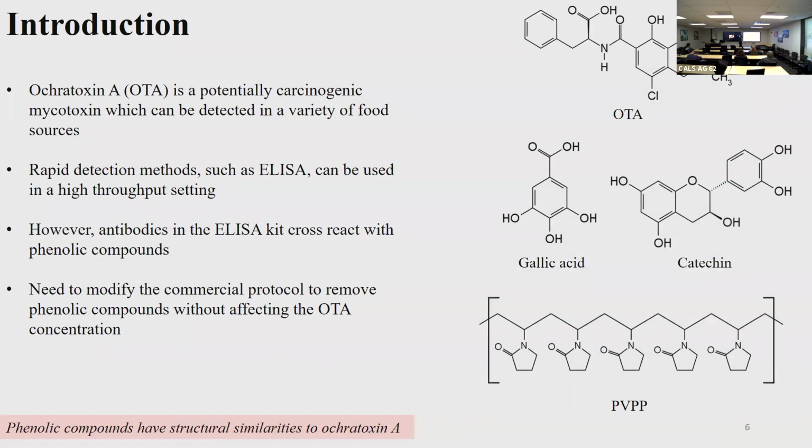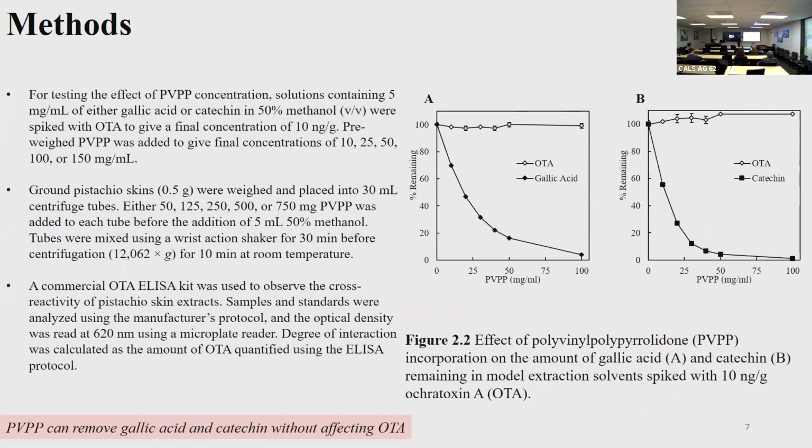What we're going to do is modify the protocol. We're going to add in a phenol absorbent called PVPP. That was the very long word at the beginning. Very briefly, the first thing that we did was find that as you increase the concentration of PVPP, the resulting amount of phenolics in the fixed solutions goes down. We reduce the amount of phenolic compounds. However, we aren't messing with the ochratoxin A concentration, which is what we wanted, right? We wanted a way of removing the phenolic compounds for this test.